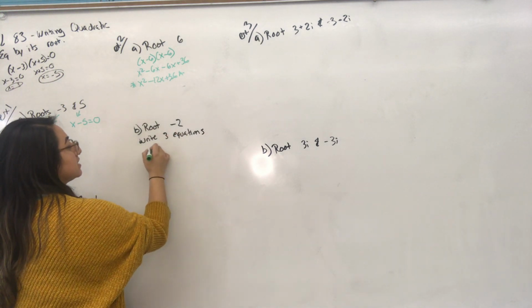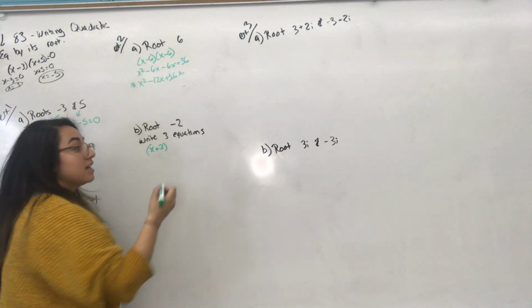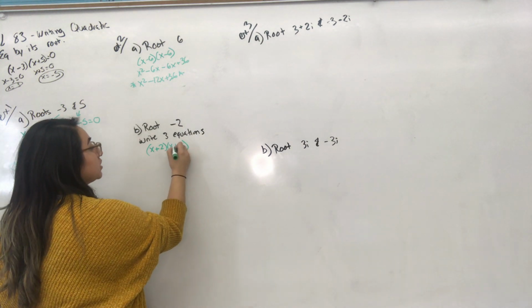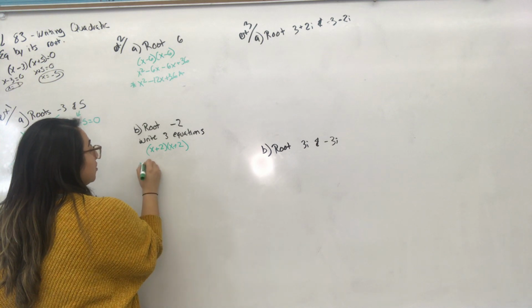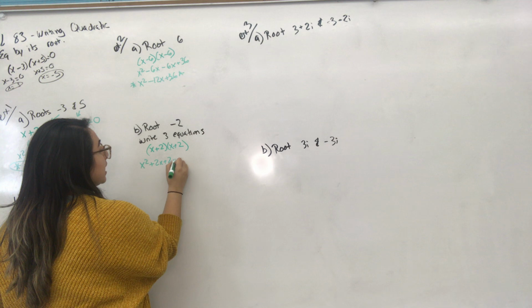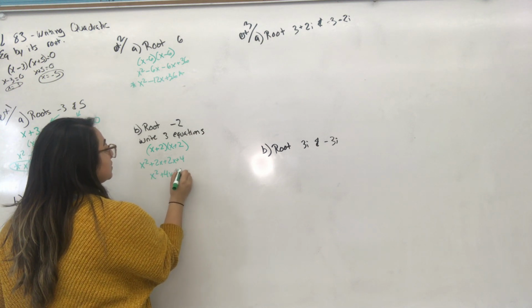So we're going to set this with the opposite sign, so x plus 2. If it's one root, that means it's 2 of the same kind. x plus 2 times x plus 2. Multiply it out. x squared plus 2x plus 2x plus 4, which gives you x squared plus 4x plus 4.